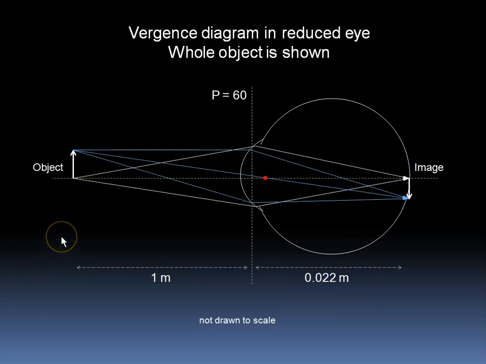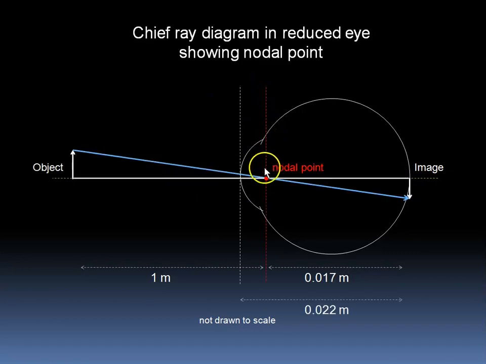Here is a divergence diagram in the reduced eye using a one lens representation. We have an object with a bottom and a top point. Each has its set of rays forming image points. Note that divergence is shown occurring in this plane. However, the chief rays, one here and one here, are crossing at the nodal point in a slightly different plane. This is the plane of the nodal point, and it differs from the divergence plane.